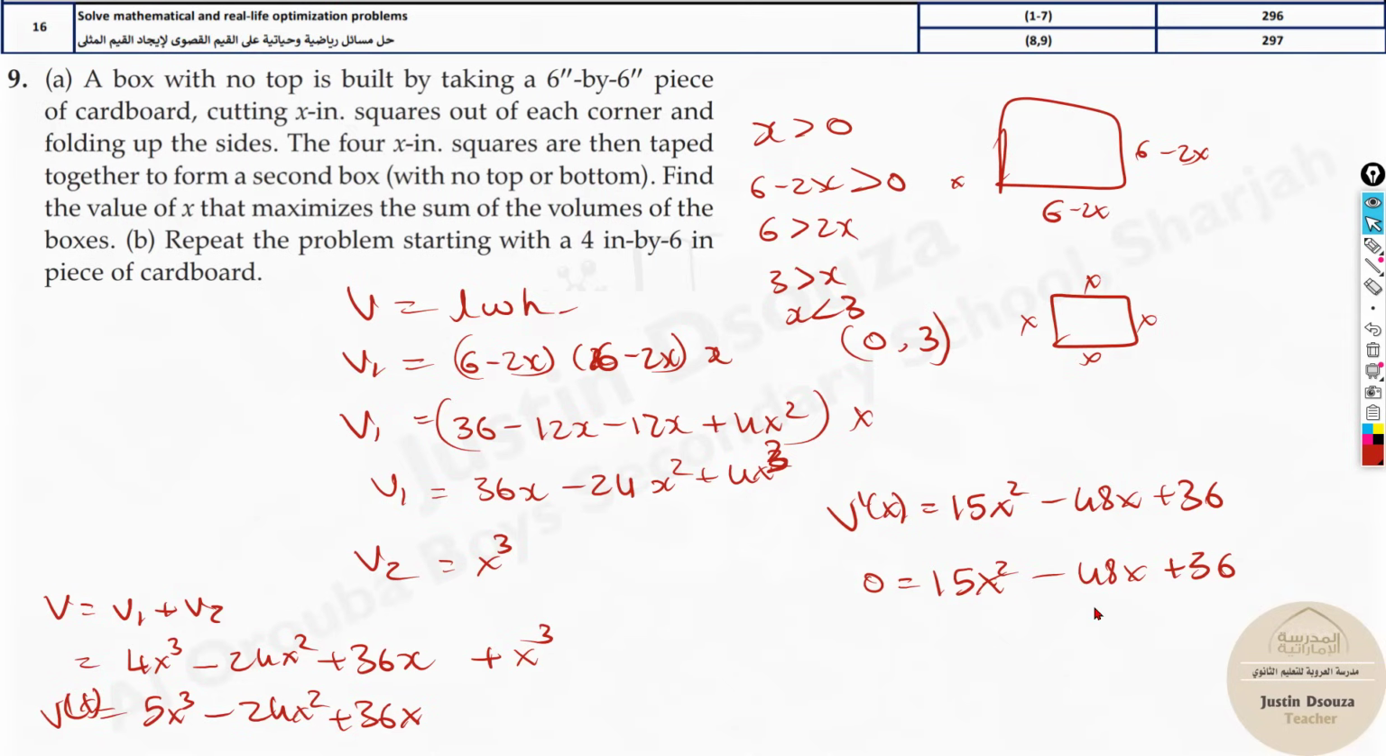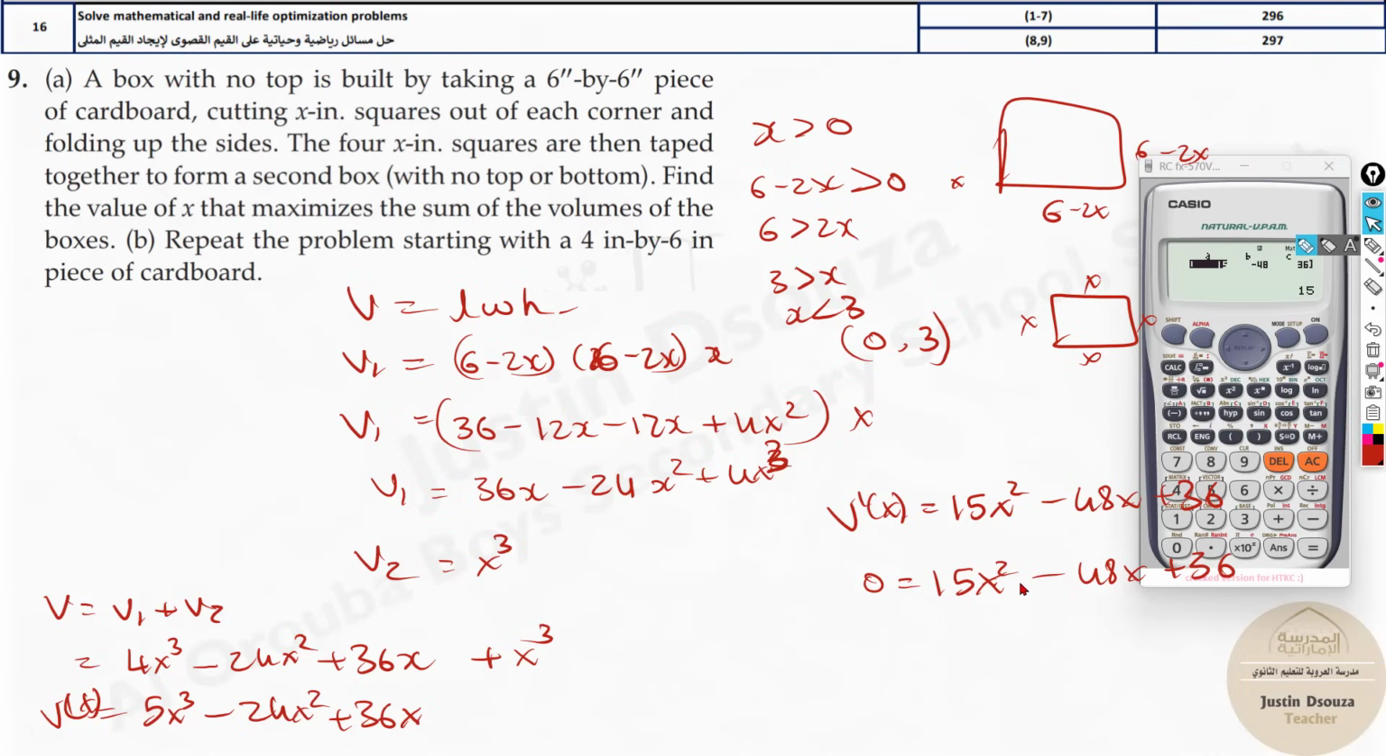So now we need our calculators to solve for the critical numbers. I've substituted these values here. It is 15, minus 48, and 36. The critical numbers are 2 and 6 by 5, which is about 1.2. So let me write the critical numbers over here. X is equal to 1.2 and 2. Now here, since we have two critical numbers within the range, we need to consider both.